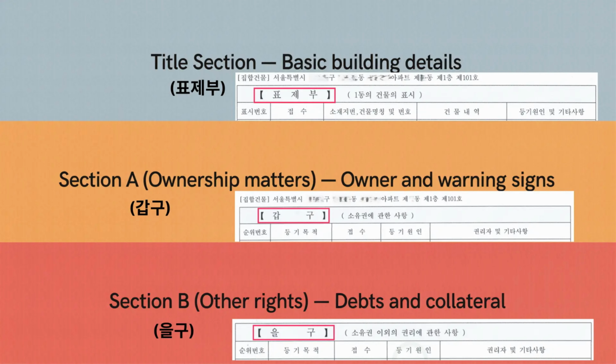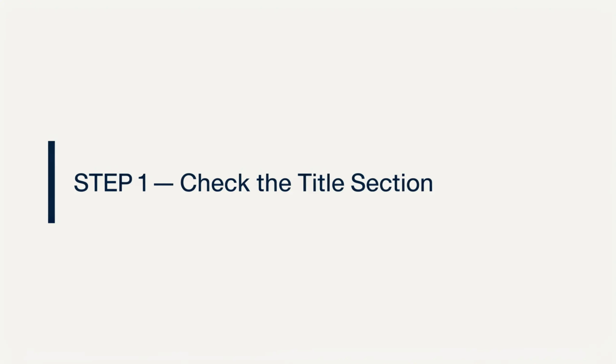The Certificate of Registered Matters has 3 sections. They are the Title section, Section A, Ownership Matters, and Section B, Other Rights. This video covers the Title section and Section A, Ownership Matters. Now let us check the Title section.